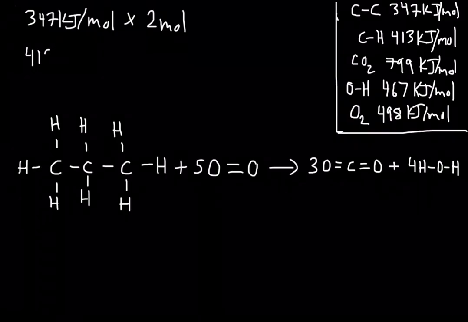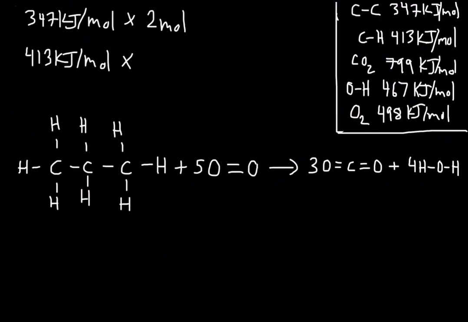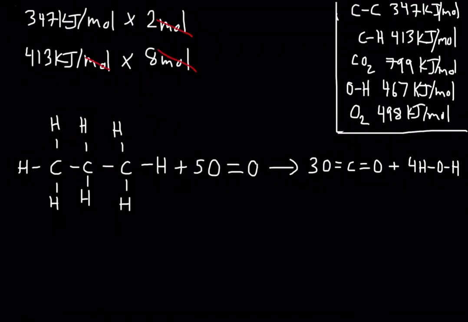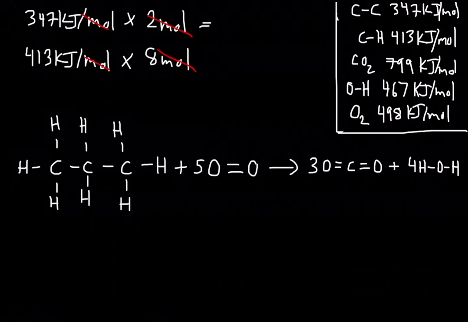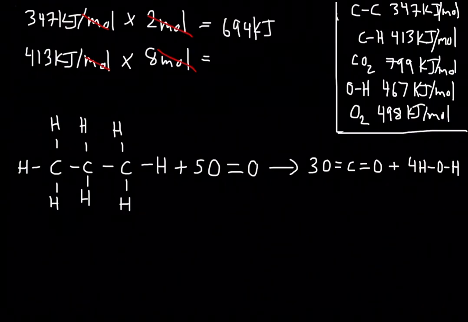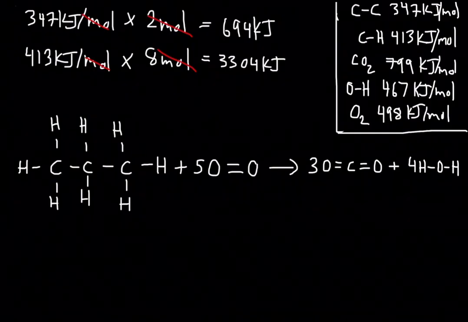So 413 kilojoule per mole times 8 mole. Yes, this is what we exactly want, because the unit moles could cancel out like that. And then this should give 694 kilojoule. Now 413 times 8 is 3,304, and kilojoule, of course.